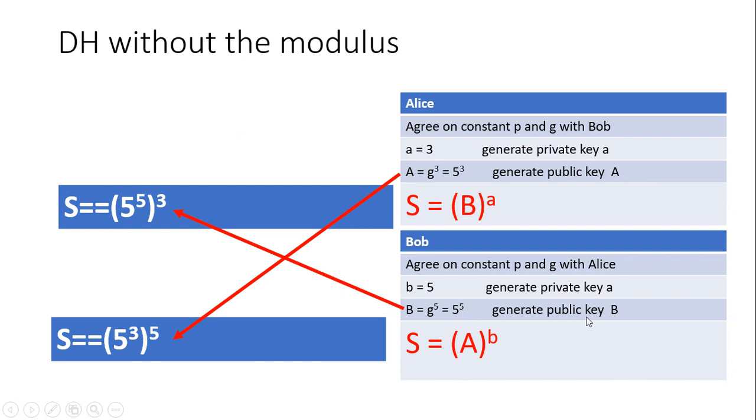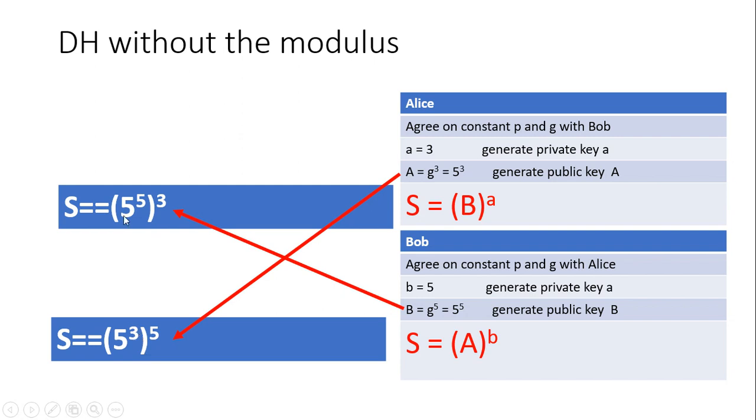So remember, what did we do? We give each other our public key. From Alice's point of view, Alice received Bob's public key, which is 5 to the power of 5, and then we raise it to the power of Alice's private key, which is 3. From Bob's point of view, Alice's public key is given to us, which is 5 to the power of 3, and we raise it to the exponent of Bob's private key.